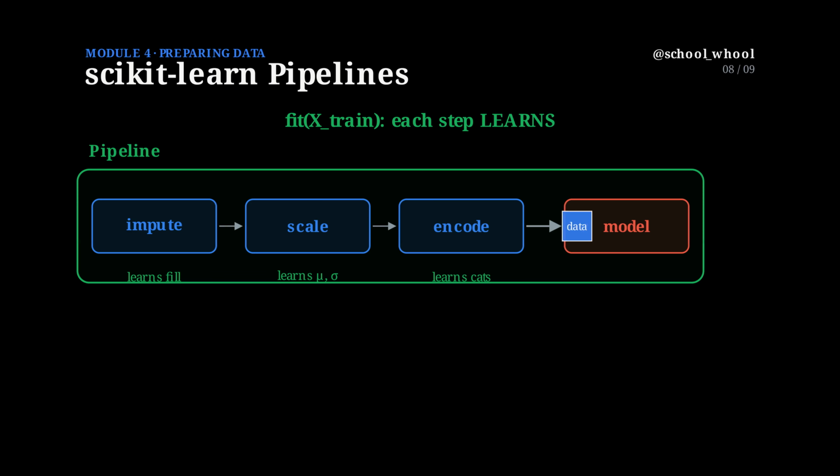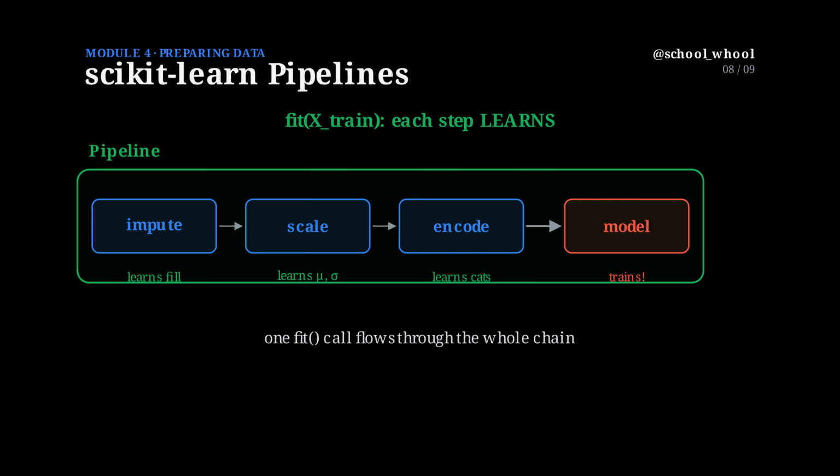Each transform learns its numbers and passes the transformed data along. The imputer learns its fill, the scaler learns its mean and standard deviation, the encoder learns its categories. And at the very end, the model trains on the fully prepared data. One call does it all.